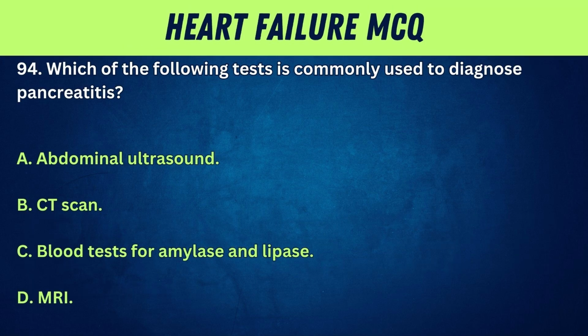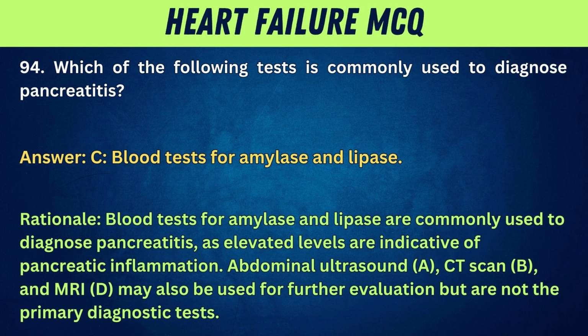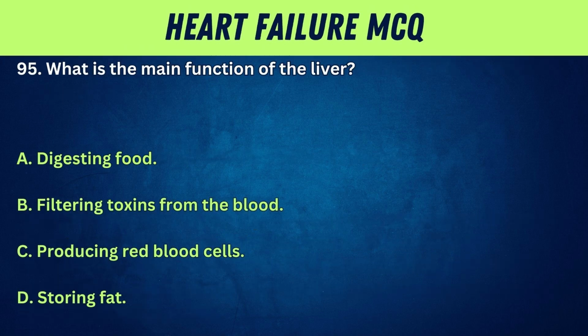94. Which of the following tests is commonly used to diagnose pancreatitis? A. Abdominal ultrasound. B. CT scan. C. Blood tests for amylase and lipase. D. MRI. Answer: C. Blood tests for amylase and lipase. Rationale: blood tests for amylase and lipase are commonly used to diagnose pancreatitis, as elevated levels are indicative of pancreatic inflammation. Abdominal ultrasound, A, CT scan, B, and MRI, D, may also be used for further evaluation but are not the primary diagnostic tests.